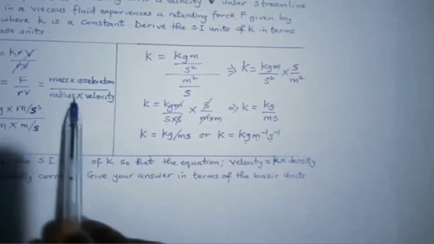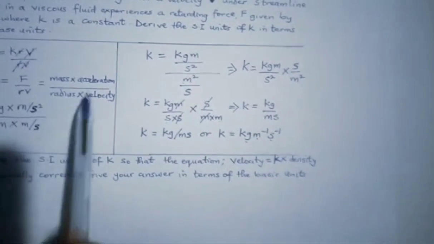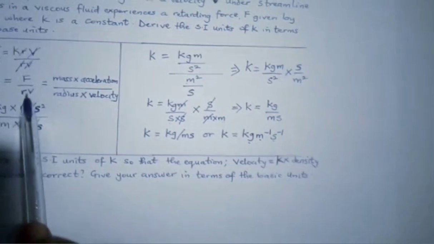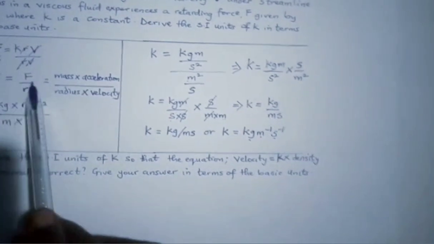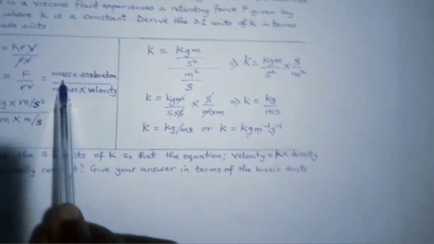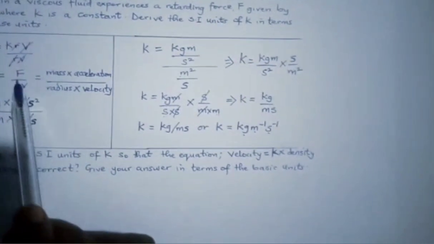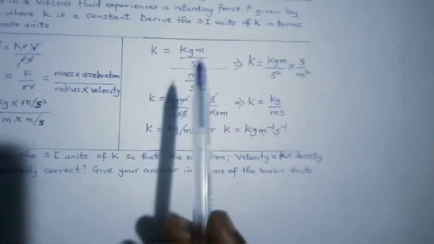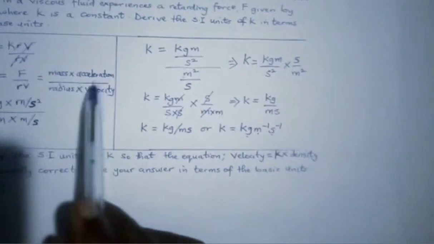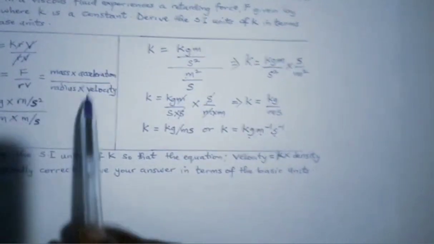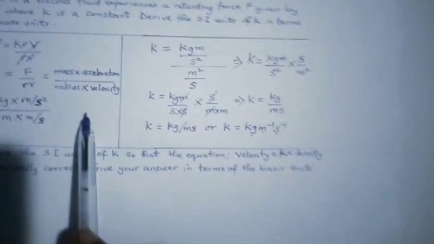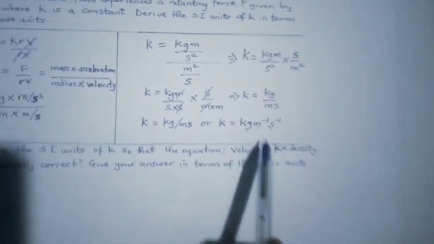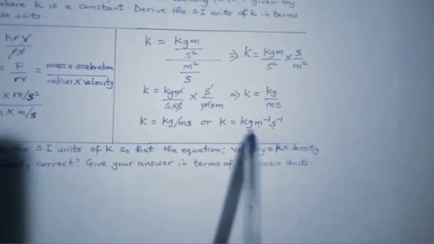So you must remember that from our derivation, K is equals to F over RV, and mass times acceleration represents force. We could have said the unit of force is Newton. Meanwhile, that will be the SI unit of force, but not the base unit of force. Since the question requested that we find the base units, that is why we follow this pattern and arrive at this final answer.